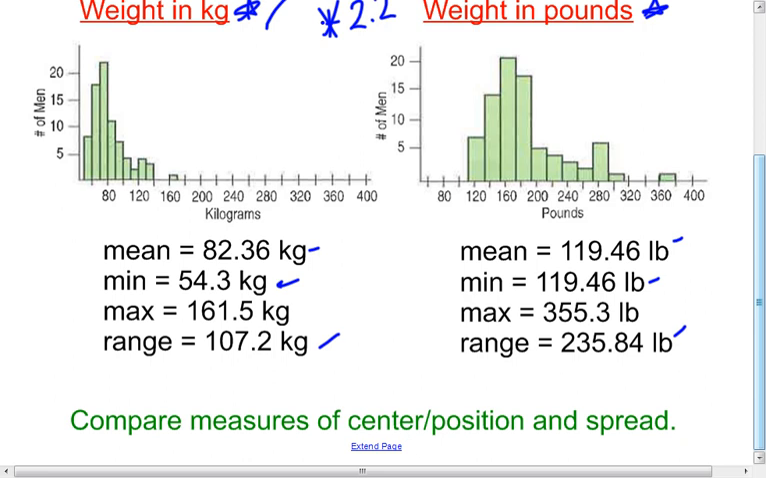So, when you compare measures of center and spread, notice that this time, not only does the mean change, but the standard deviation changes along with it. It is much less spread out from here to here than it is from here to here, okay? Much less spread out. In fact, it's 2.2 times less spread out, okay?